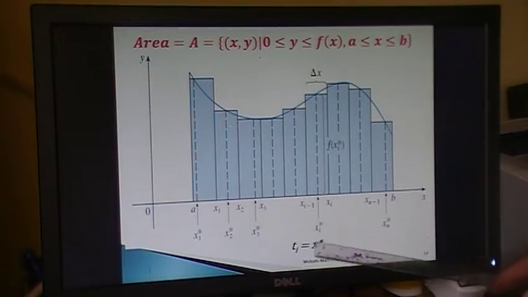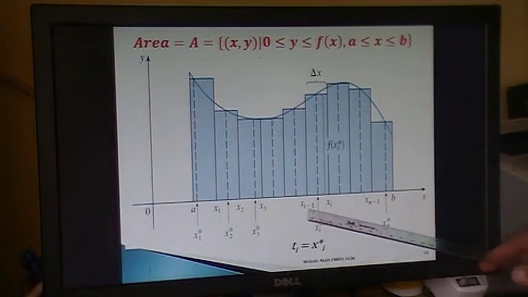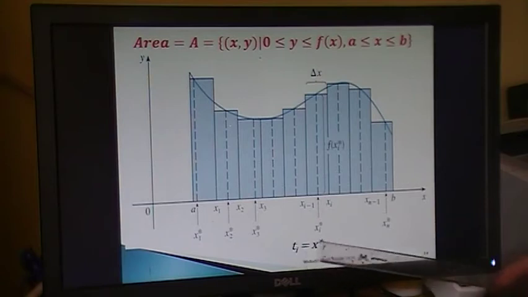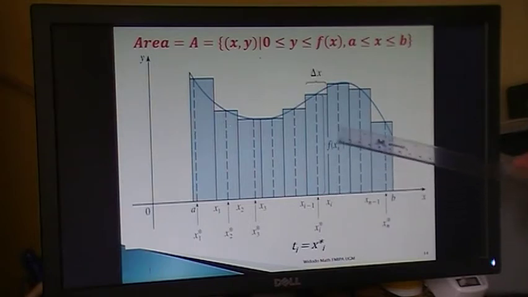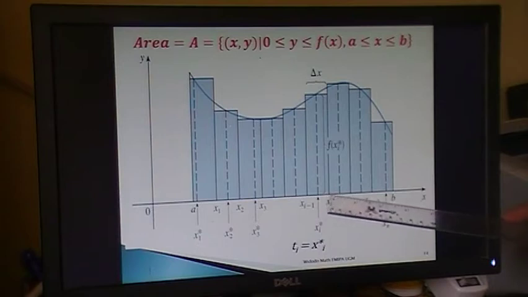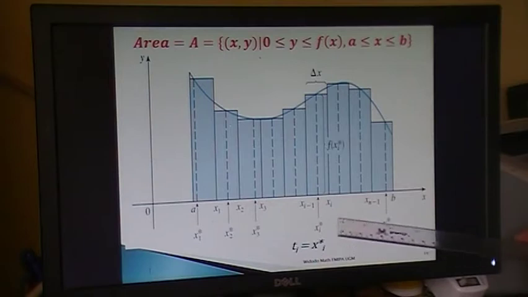Here in between x_{i-1} and x_i, let's say we take t_i, equal to x_i star, then we have the rectangle with the height f(x_i star), and the width is the delta x_i. Delta x_i is actually x_i minus x_{i-1}.